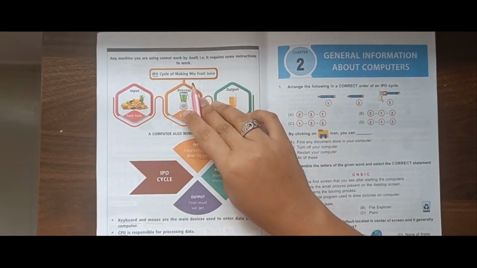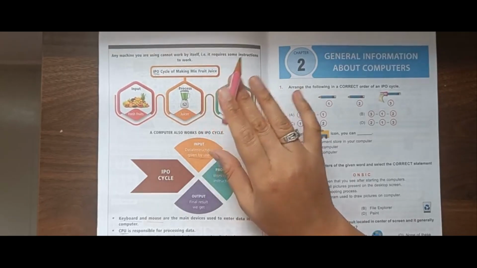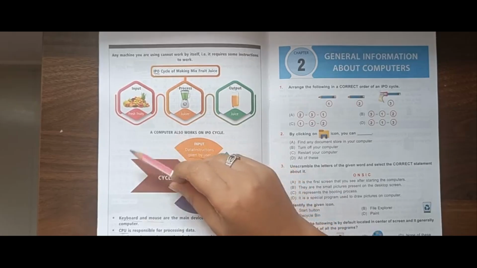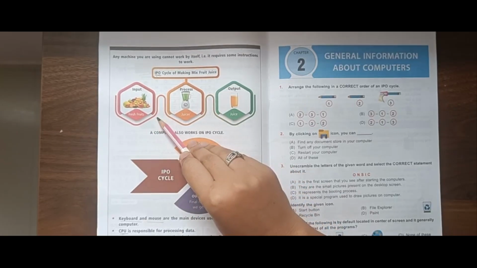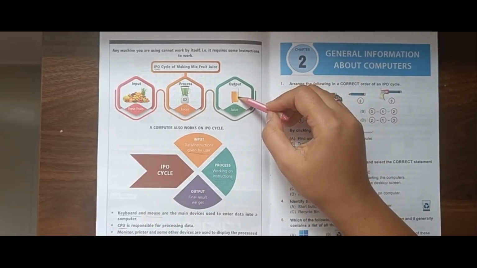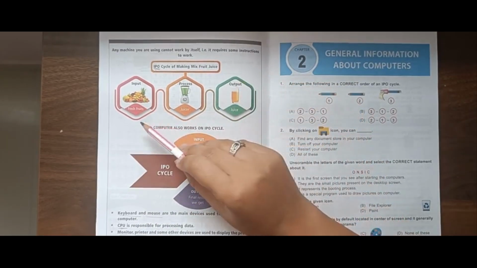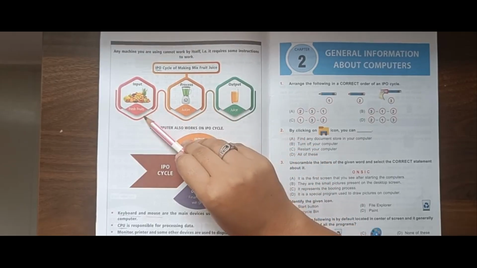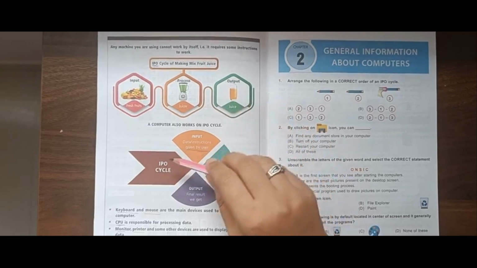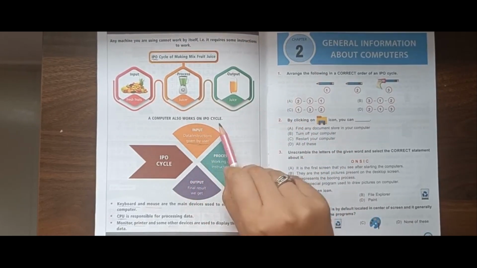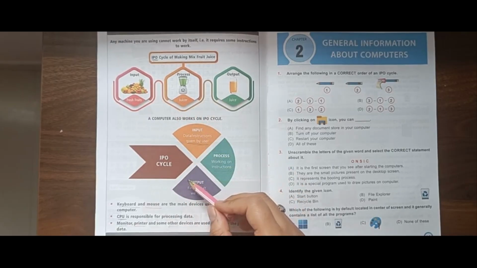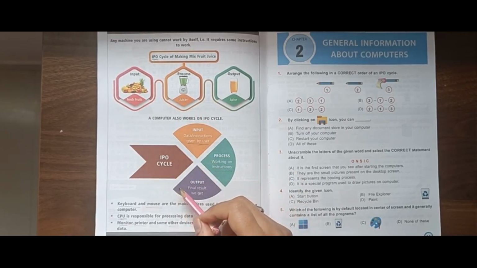IPO cycle of making mixed fruit juice. For example, if we have a mixer juicer, it takes input, fresh fruits, processes them, means mixes them, and then gives output, which is juice. This is an IPO cycle. I for input, P for process, O for output. A computer also works on an IPO cycle, the same as a juicer.